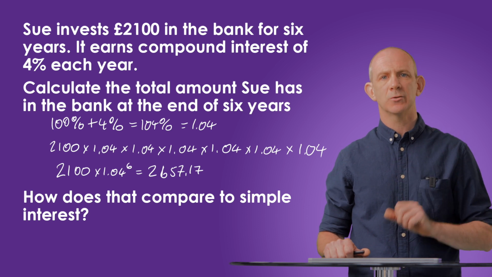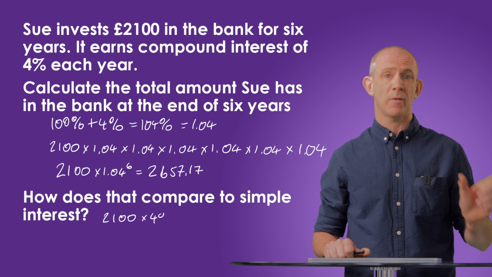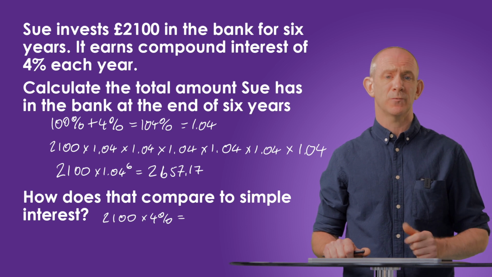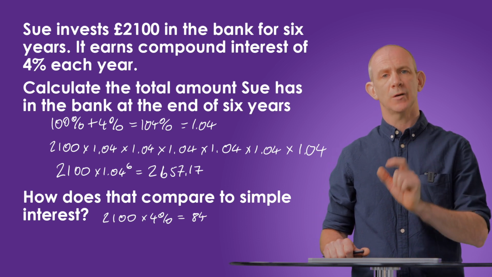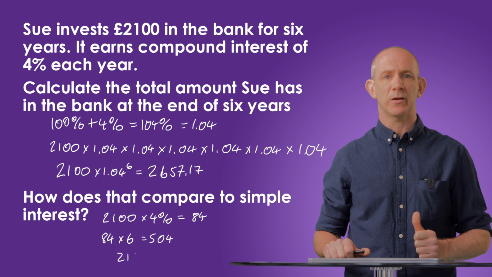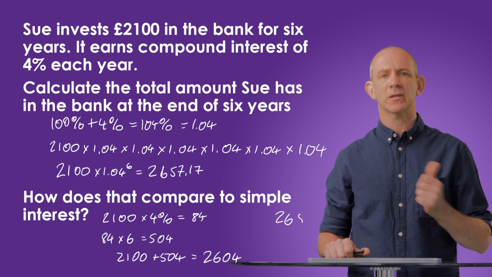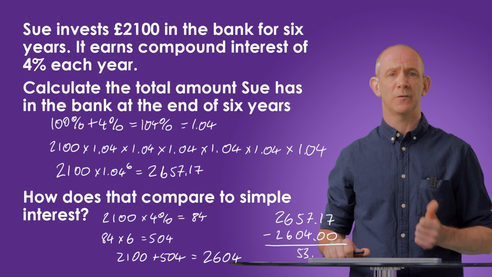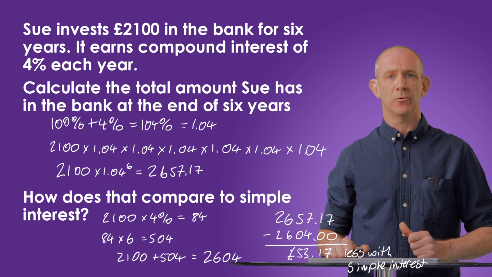We're now asked to compare that to a simple interest model. In simple interest, you calculate the interest of the initial investment or amount, and then that is received each year. So we're going to calculate that as finding 4% of 2,100, which is £84. We'll times that by 6 to give us £504, and then add that to the initial amount or the initial investment to get £2,604. If we then subtract that from £2,657.17, we get the difference of £53.17. This is how much more you get from the compound interest model.